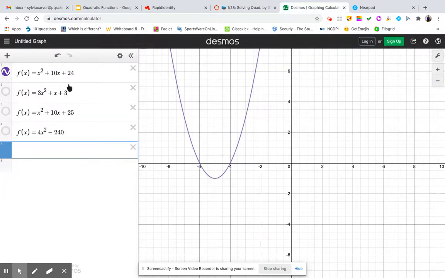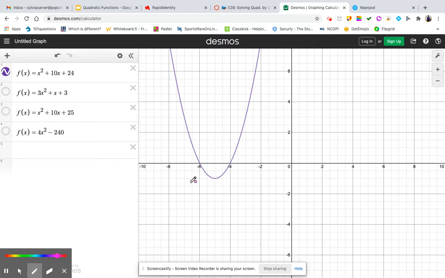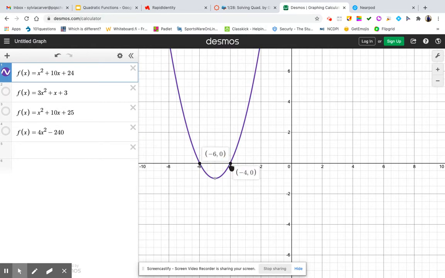So I already put this one in here. We're looking for where it crosses the x-axis. So it crosses the x-axis at this point here and at this point here. Sometimes it'll be whole numbers, integers, we can easily see. Other times we'll need to trace it around and see what the exact point is. But these are pretty simple to see that it crosses at -6 and -4. So I have a point here at -6, 0, and then my other one is -4, 0.